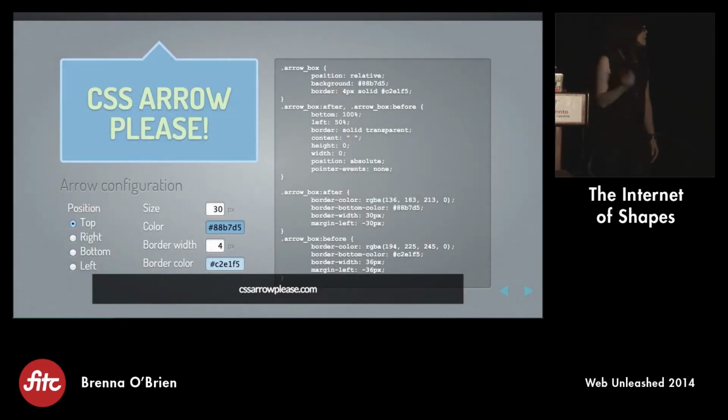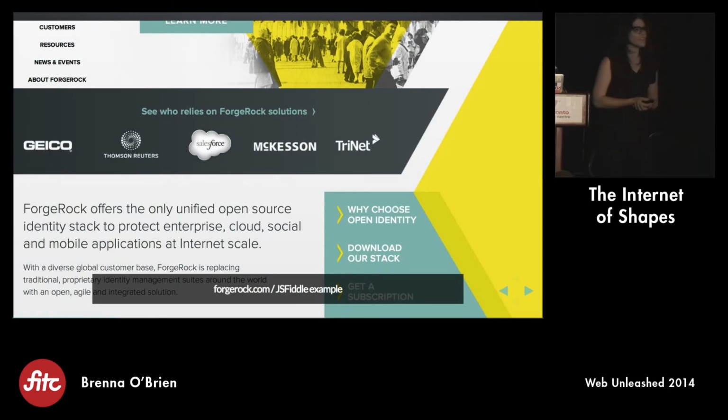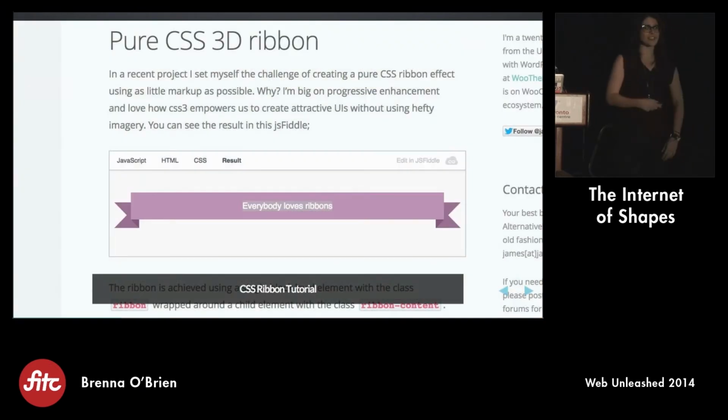So another thing you can do, once you know how to do a triangle, you can do a box with a little notch on it. And you can do a div with a slanted edge, because that's just a rectangle with a triangle stuck on the side. And you can do crazy things like ribbons. All this just because of the way that borders work in CSS.